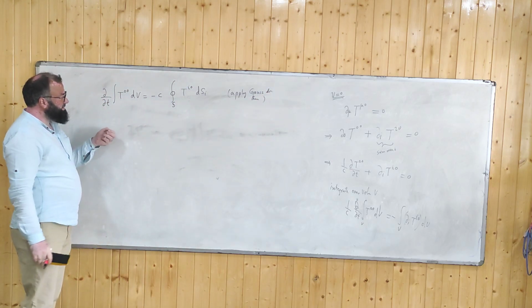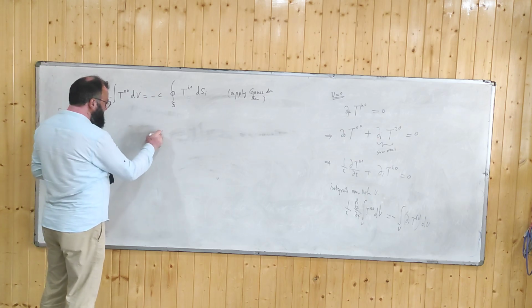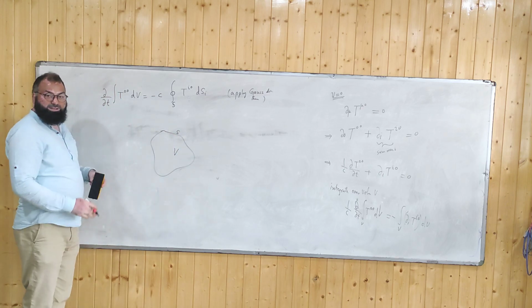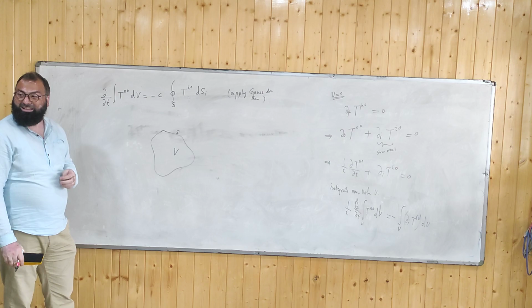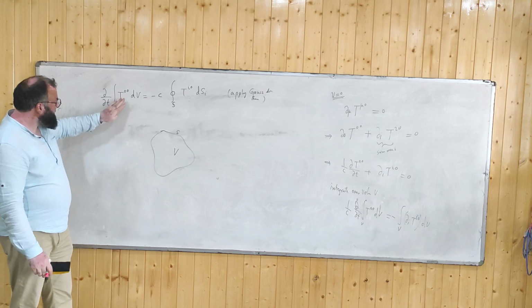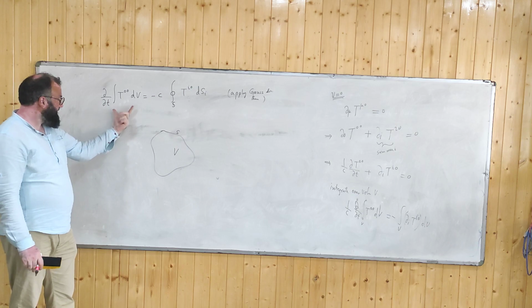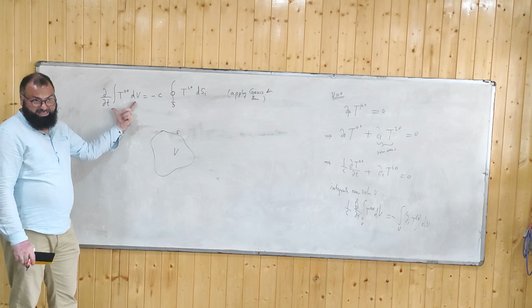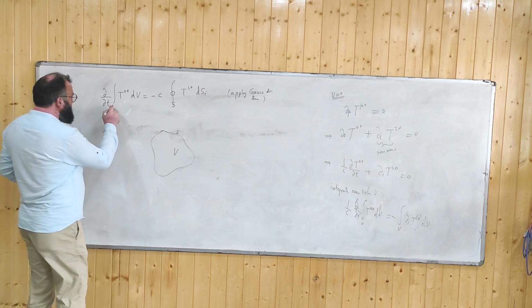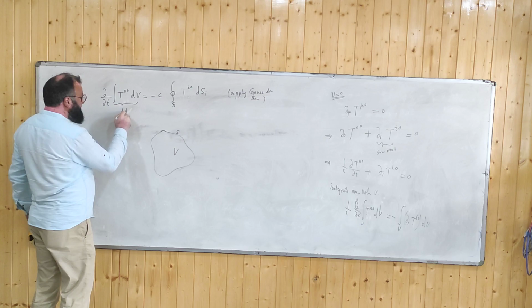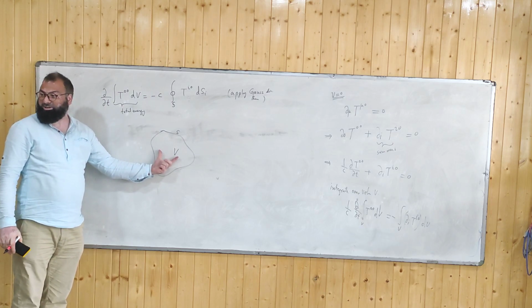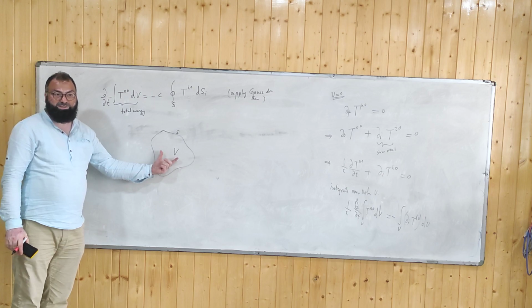Now let's interpret this result. Suppose you have a volume V, and S is its surface. What is on the left hand side? Just interpret it. This T00 is what? Energy density. So this integral represents the total energy. What does the whole left side give me? The rate of change of total energy in the volume V. So the energy in the given volume is changing.